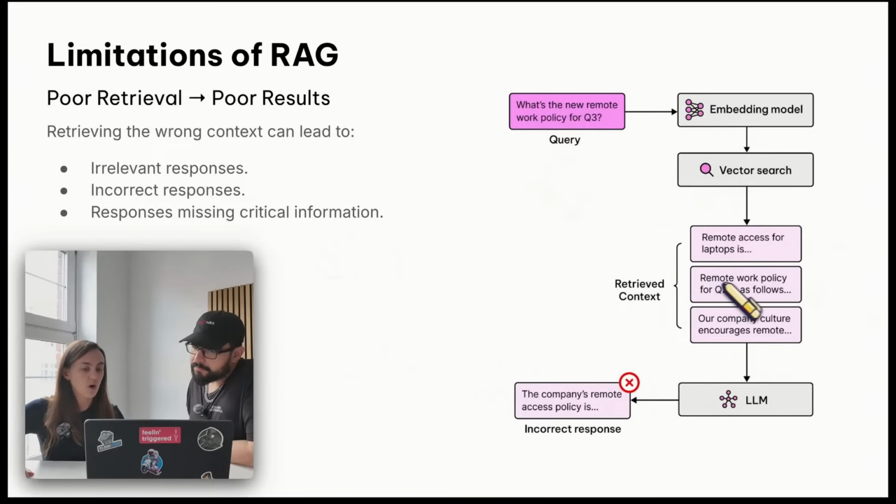The next one, remote work policy for Q2 is as follows. This one is even more similar, but Q2 is not the same as Q3. So you can see here that the only difference between an incorrect answer and a correct answer is literally just a single digit.